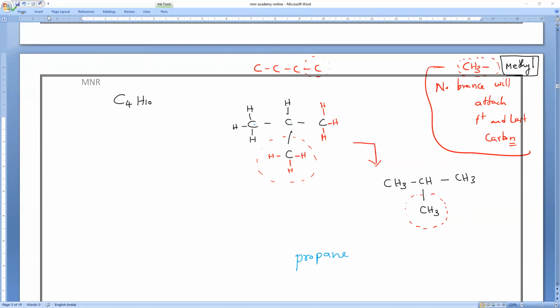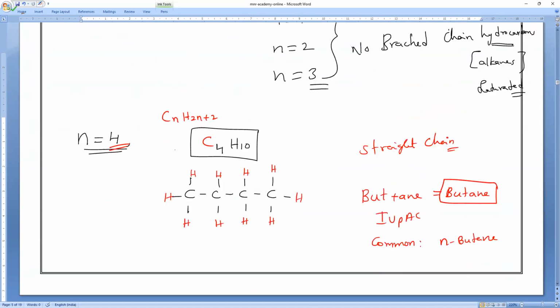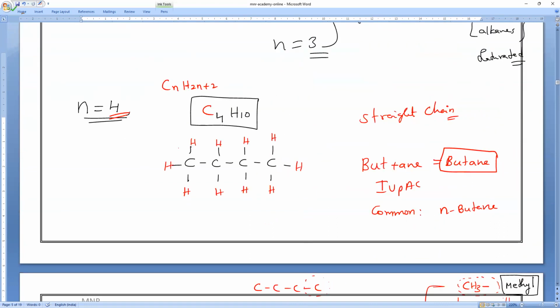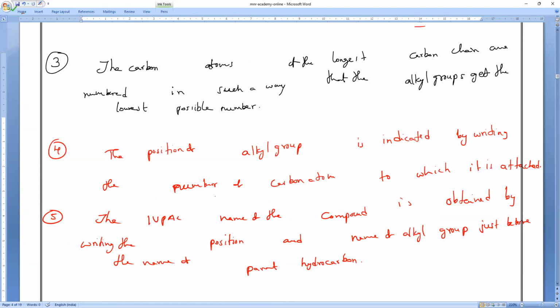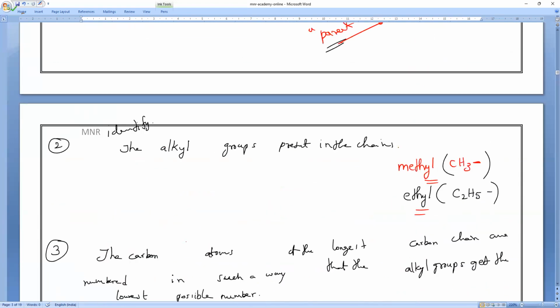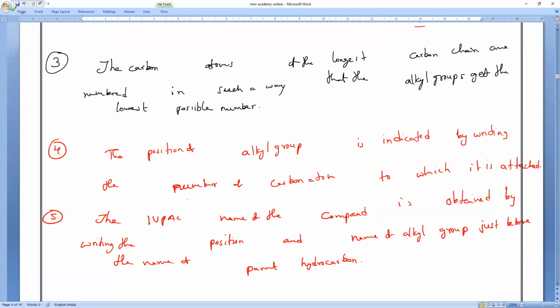Next, I said, identify the alkyl group. What is the alkyl group present here? Methyl. Next one, for which carbon it is attached? And I said the third point. All of you read the third point. The position of the alkyl group is indicated by writing the number of the carbon atom to which it is attached. But that number has to come as the lowest possible number. That branched carbon has to get the lowest possible number.